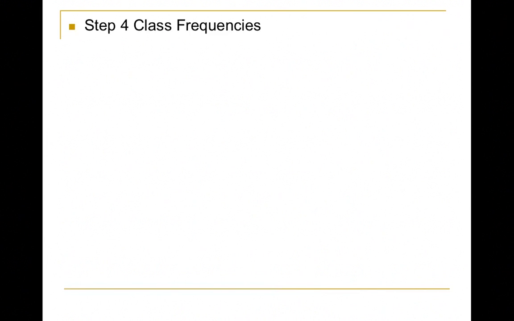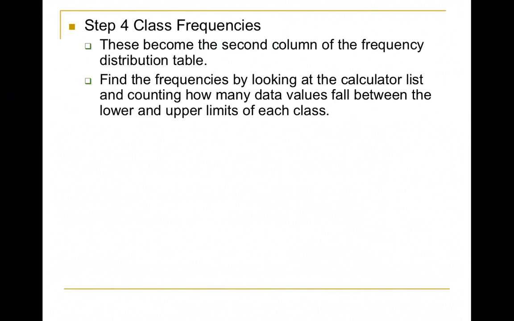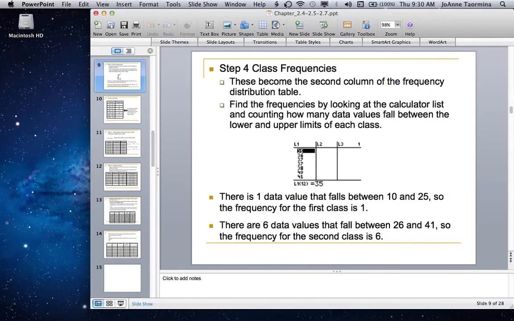Okay, the class frequencies make up the second column. And what we're going to do is look at our calculator and count how many data values fall between the upper and lower limits of each class. So with your calculator list open, I can open that too.